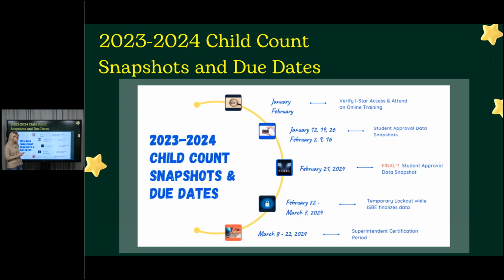So at the latest, the system will reopen on March 7th. So during this time period, you're going to be locked out of these student approvals in iStar. You'll be able to view them, but you will not be able to edit them until, again, ISB has finalized everything in the count. So once that's complete, it's almost always less than the 14 days set aside. So at the latest, your superintendents or whoever they designate will be able to certify starting on March 8th, and it's due by close of business on the 22nd. So at the latest, it will open March 8th.